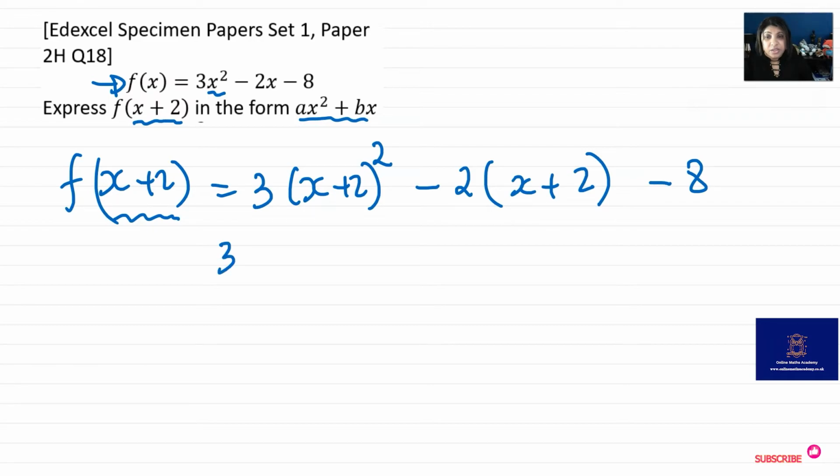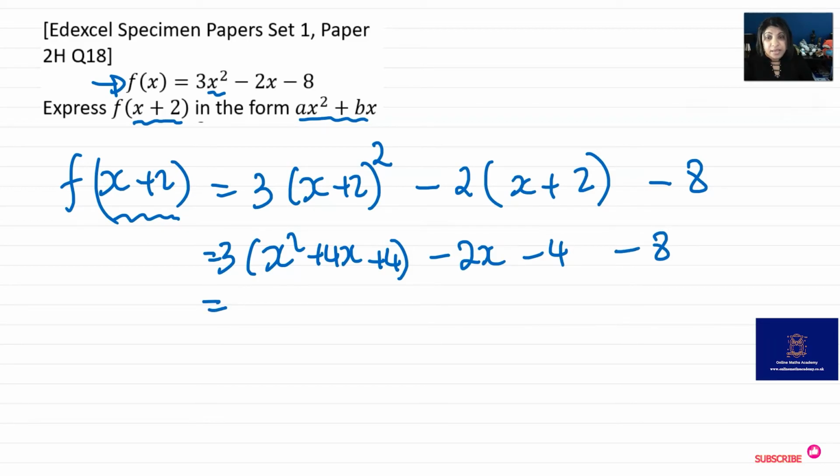So again, we need to square this bracket. If you square that, you will get x squared plus 4x plus 4 minus, let's expand this bracket here, so minus 2x, and then minus 4 minus 8. Again, let's expand this bracket here. So we'll have 3x squared plus 12x plus 12 minus 2x, and here we have minus 12.